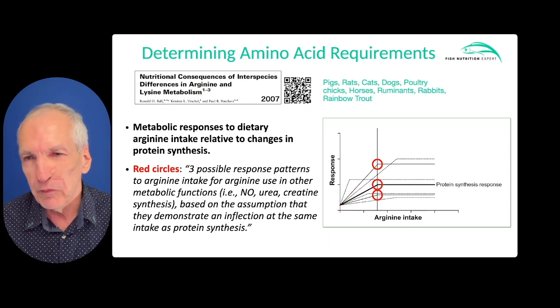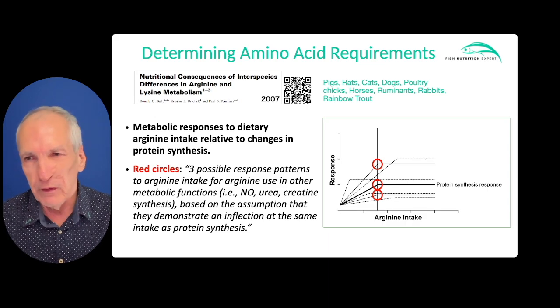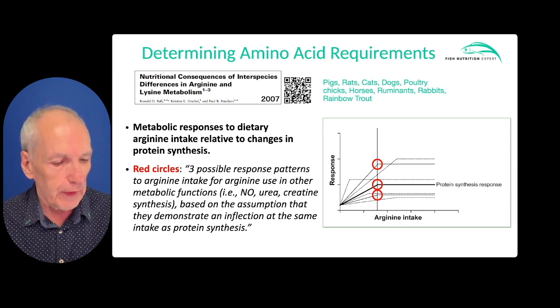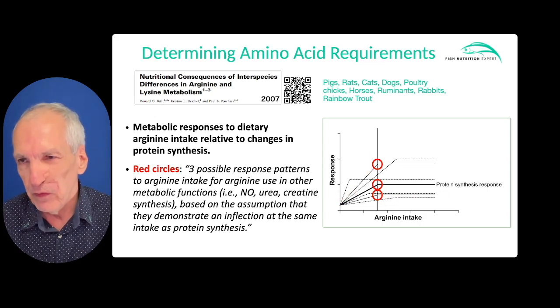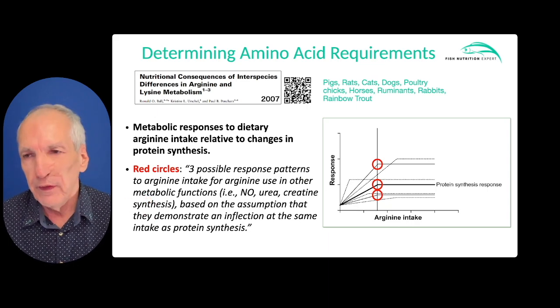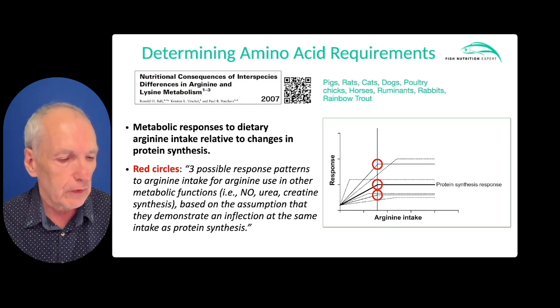Now we know that there are a number of other processes that occur simultaneously as part of the process of producing protein. For example, it could be like genetic expression, maybe like myosin production or something else. And so we could look at these 3 points and we could say, well, this one we can measure, but maybe if we measure this one too and this one too, then we'll have 3 ways to measure the response of the animal to arginine intake. And they give the example here, we could look at nitric oxide or urea or creatine synthesis, and we can then say that looking at several of these will give us more confidence that our estimation is correct.